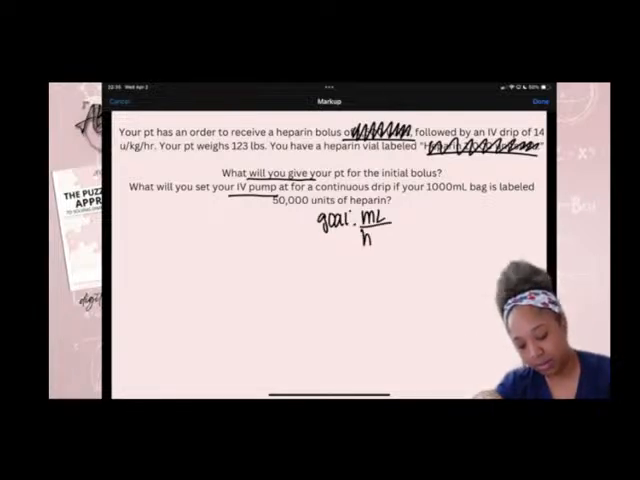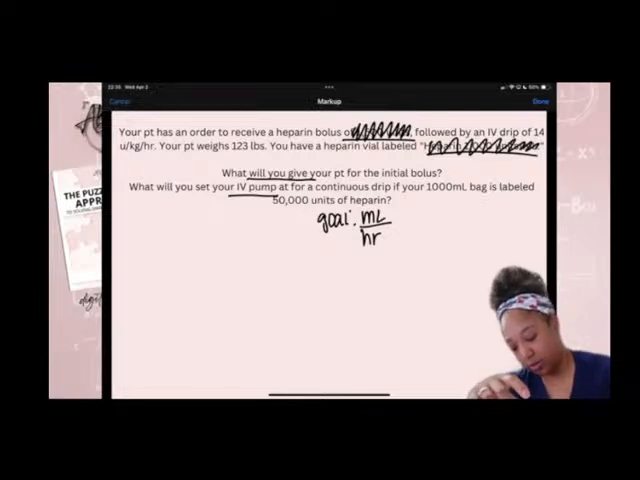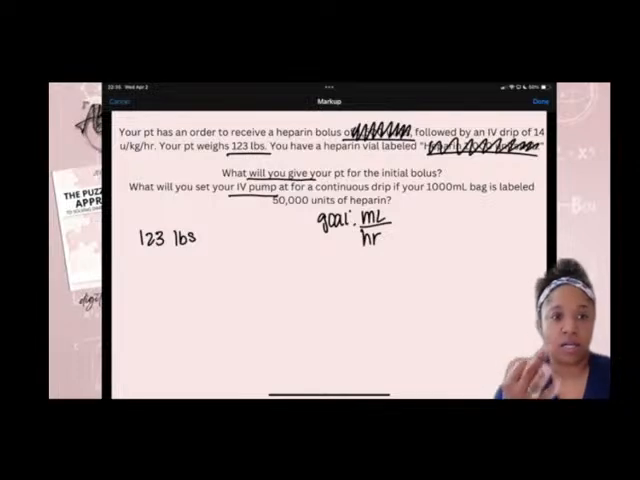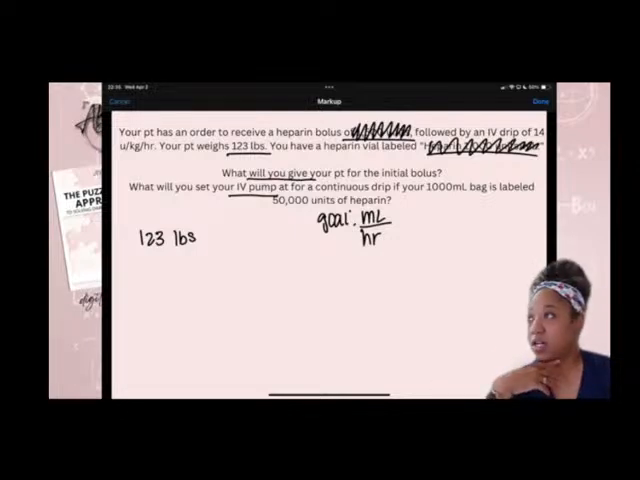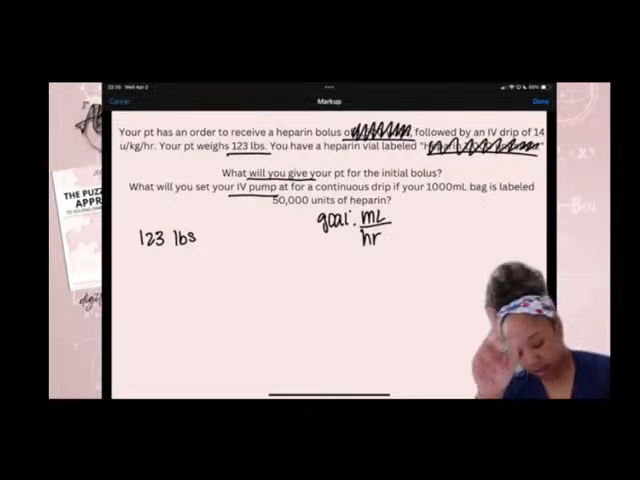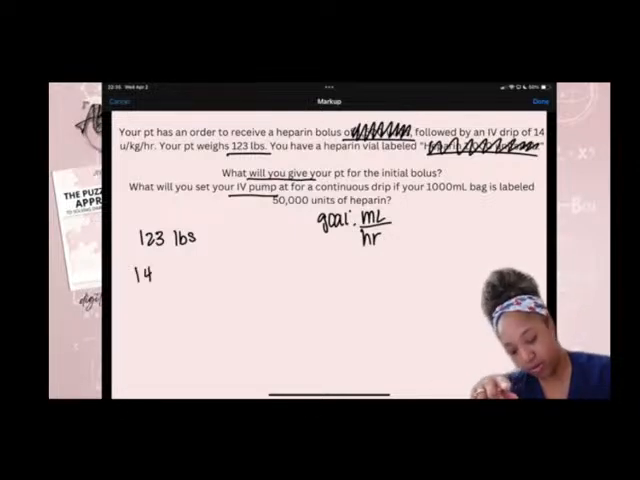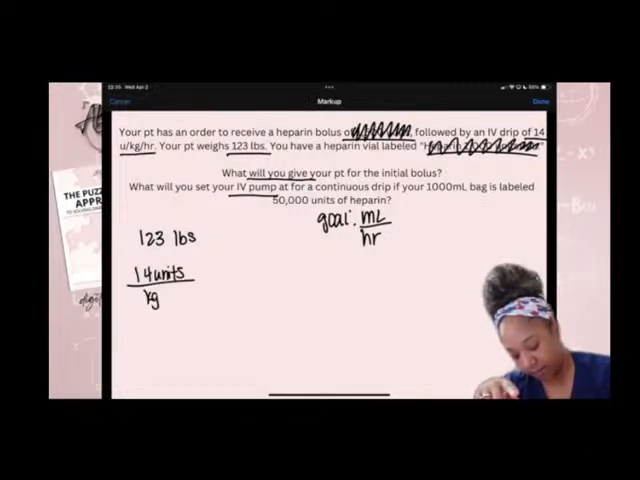So goal, milliliter per hour. Okay, so our patient's weight is 123 pounds. Anytime you have a weight-based medicine, you're going to need the 3 P's. The patient's weight, the prescription, and then the product, which is your medicine. Okay. What are we looking for? The prescription, 14 units per kilogram per hour.